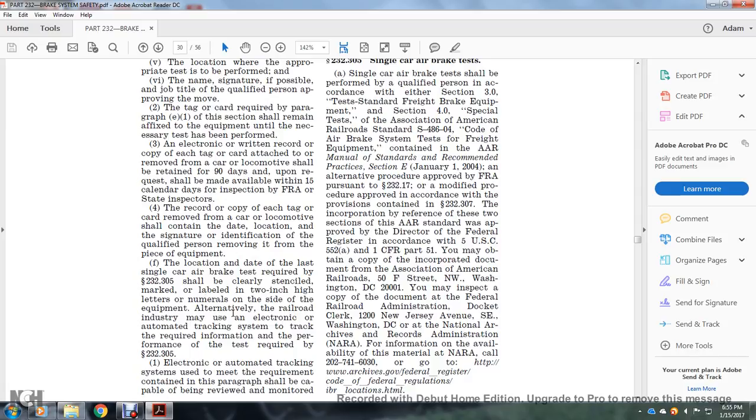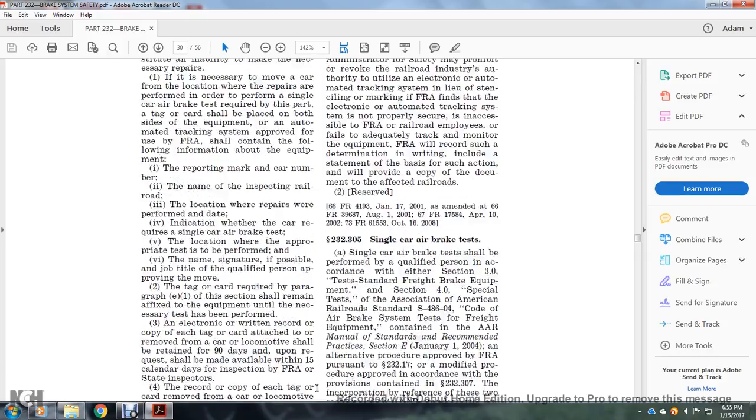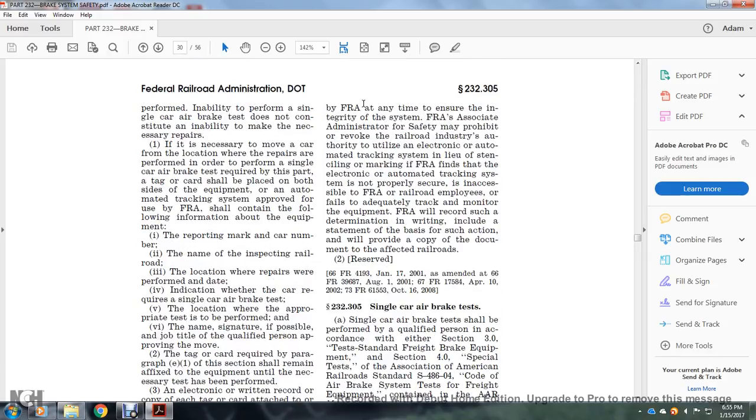Alternatively, the railroad industry may use an electronic automatic tracking system to track the required information on the performance of the test required by Section 232.305. An electronic automatic tracking system used to meet the requirements contained in this paragraph shall be capable of being reviewed and monitored by the FRA at any time to ensure the integrity of the system.